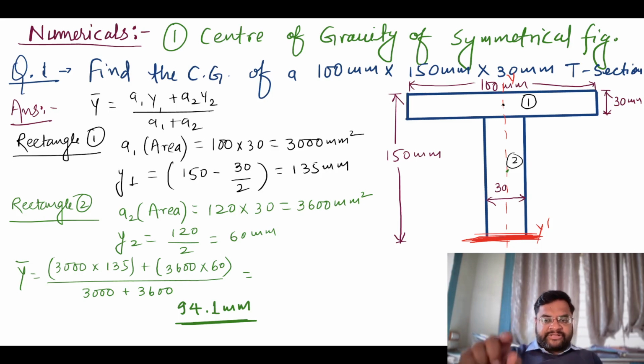And the second one is the second rectangle. The second rectangle length is 120 mm and width is 30 mm. So 30 into 120 is 3600 mm square, and y2 is the midpoint, that is 120 divided by 2, this is 60. Put the values in the y bar formula. We calculate 94.1 mm as the answer.